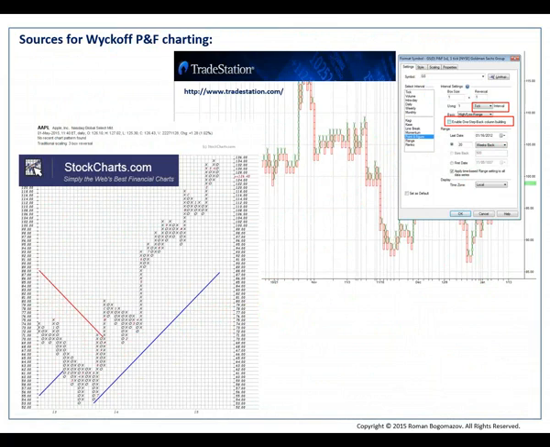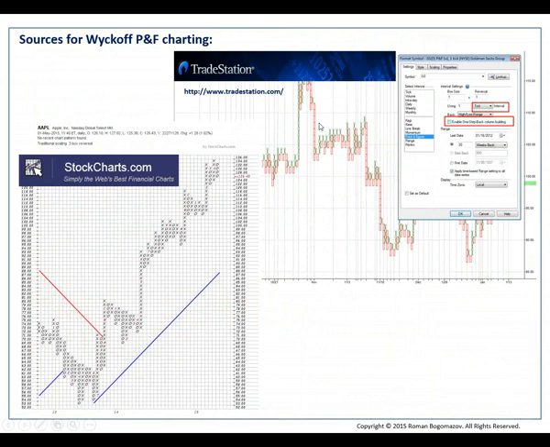Okay, well, here we are showing 2 softwares that you can use for your Wyckoff point and figure charting. Bruce talked about StockCharts. We'll definitely, in the second and third session, have Bruce show you how he uses StockCharts for this purpose.